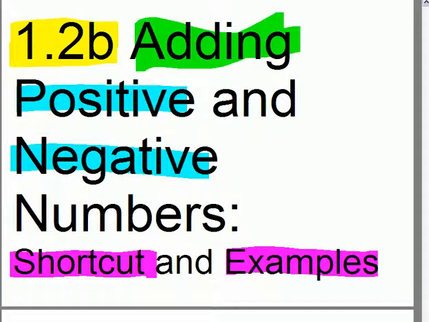Okay, a very quick video in 1.2b where we're still adding positive and negative numbers and a little bit more information about that shortcut, how we can determine just by looking at the numbers and the signs what our answer will be, and a few examples.